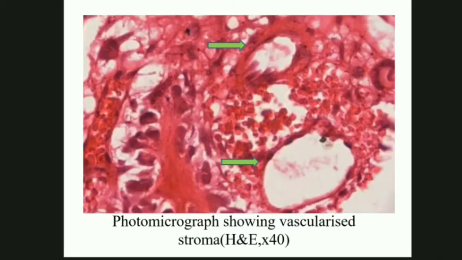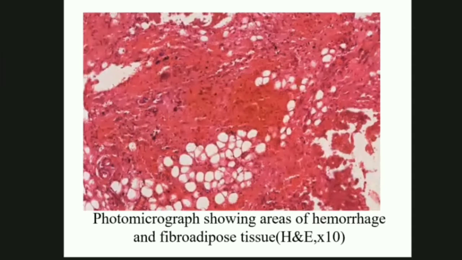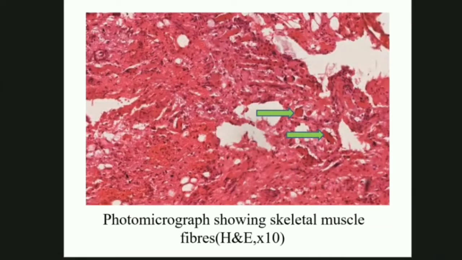This is a high power view showing highly vascularized stroma. This is a low power view and high power view showing various number of benign appearing giant cells. Other tissue bits showed areas of hemorrhage, fibroadipose tissue, and skeletal muscle fibers. There were no areas of necrosis, cytological atypia, or abnormal mitotic figures.